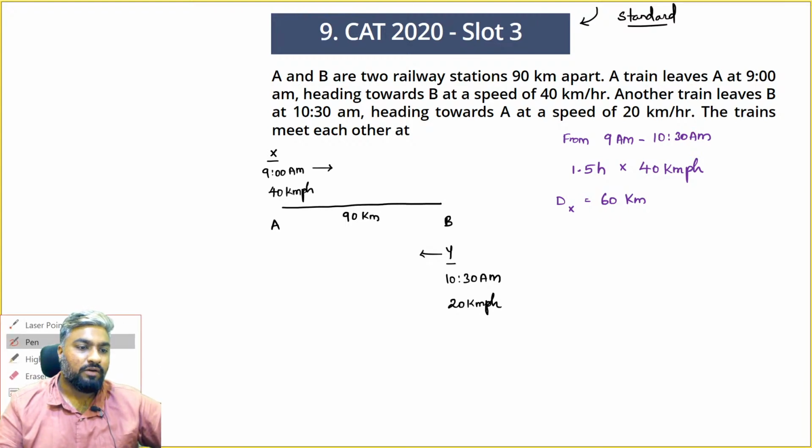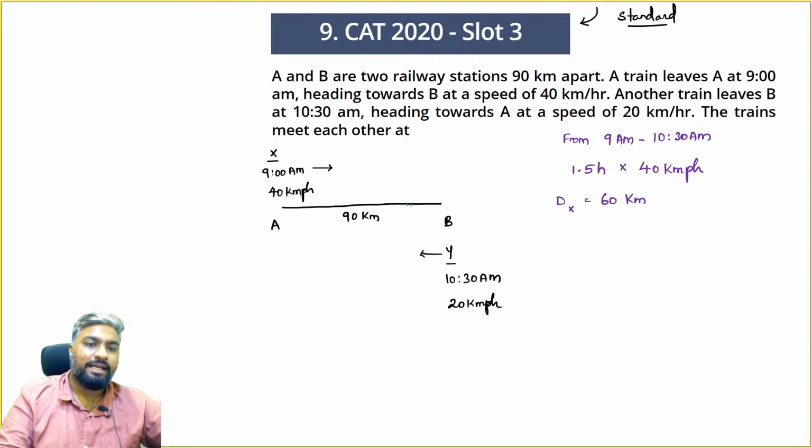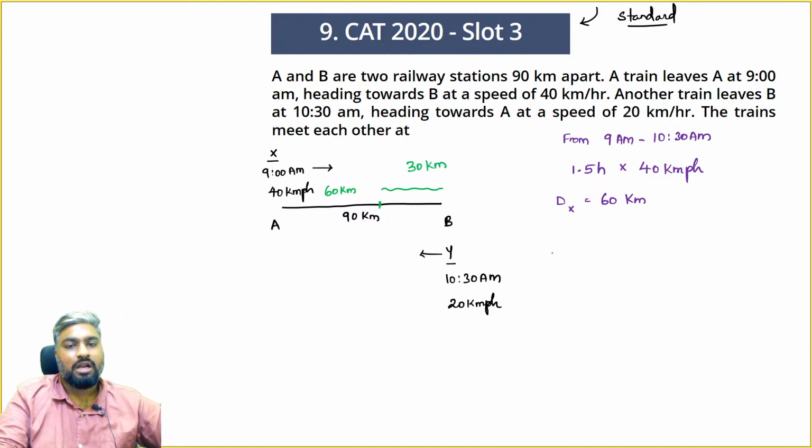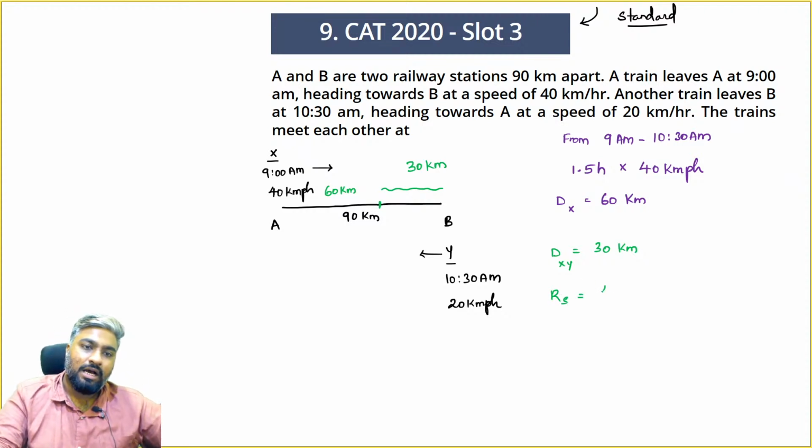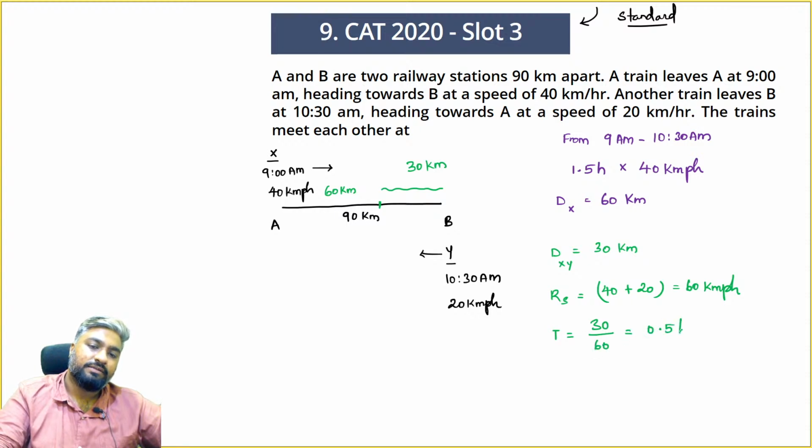So out of total 90, X is already here. X has already covered 60 kilometers. Now how much is yet to be covered? 30 kilometers. So now the distance to be covered by both X and Y is 30 kilometers between them. Because they are moving in opposite directions, relative speed is 40 plus 20, which is 60 kilometers per hour. So the time taken to cover this 30 kilometers at 60 kilometers per hour is 0.5 hours.